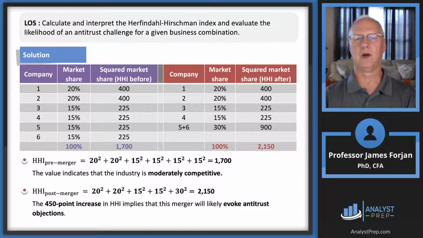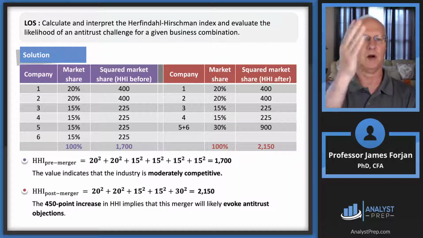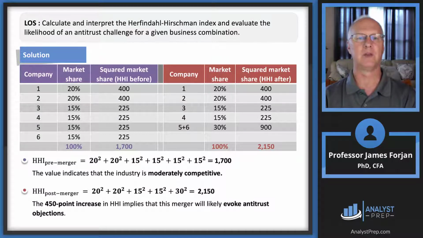So all we'll do is put together a good old Excel spreadsheet. So there are the companies, there are the market shares in the next column. There's the squared market share. There's the index before this potential merger. So notice it sums to 1,700. What that tells you is that the industry is probably pretty competitive. I think the reading uses the term moderately competitive. But then over on the right-hand side, let's go ahead and do the post-merger index. So you do all that and you sum those and you get 2150.